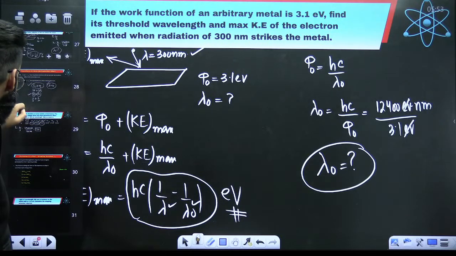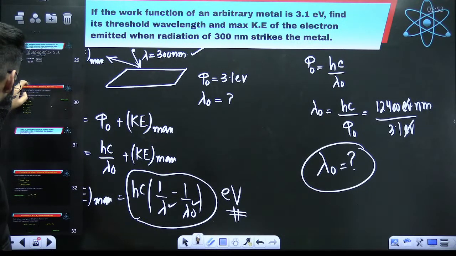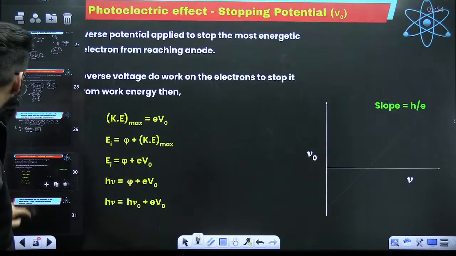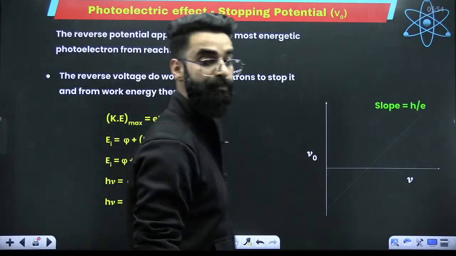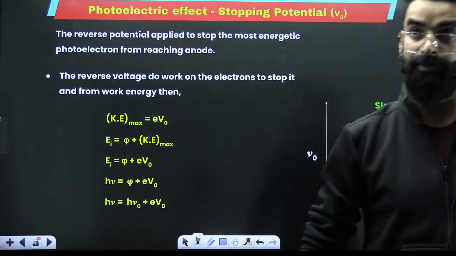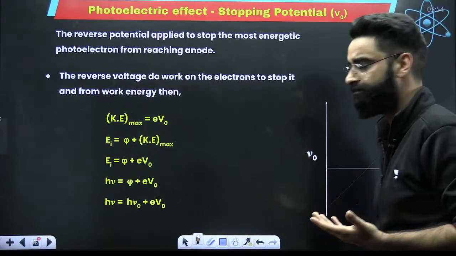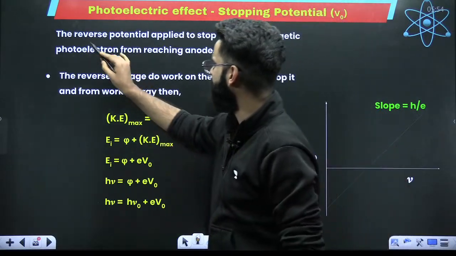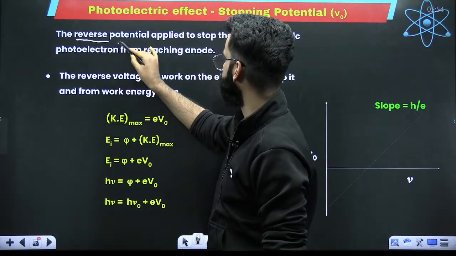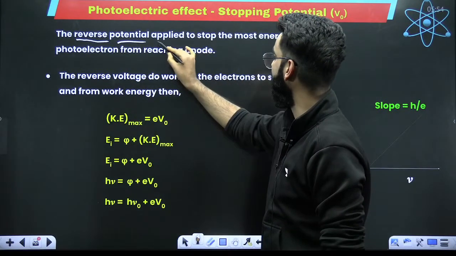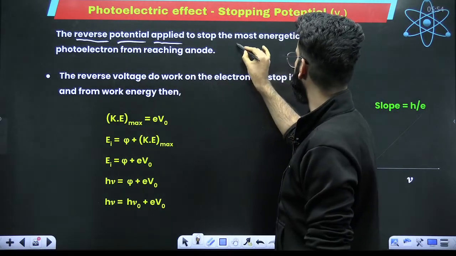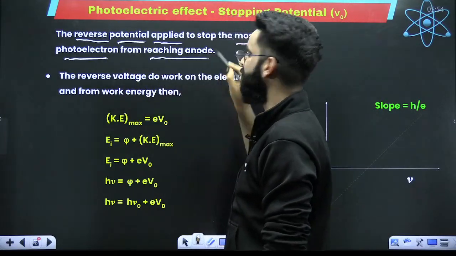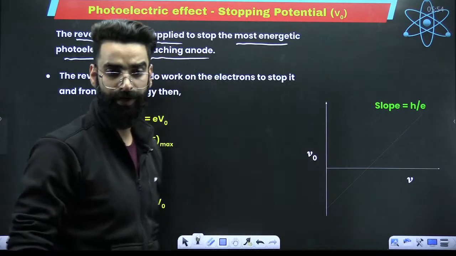There is a term called stopping potential. What is stopping potential all about? This is one more term: stopping potential. My dear students, it is defined as the reverse potential which is applied to stop the most energetic photoelectron from reaching the anode. What does it mean?